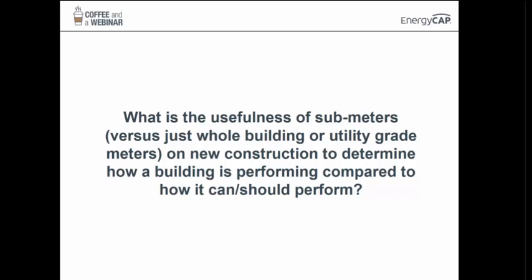Okay, next question. What is the usefulness of meters versus just the whole building or utility grade meters on new construction to determine how a building is performing compared to how it can or should perform? In your example, you had some very detailed metering of subsystems within the building when you were talking about the reheat control on that one VAV box. That's pretty granular tracking. So what would you say when you look at the cost effectiveness of the very granular tracking versus just whole building tracking?